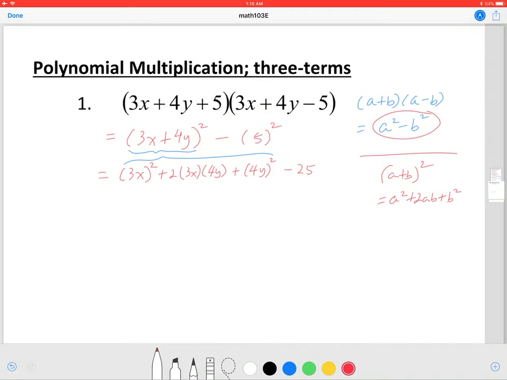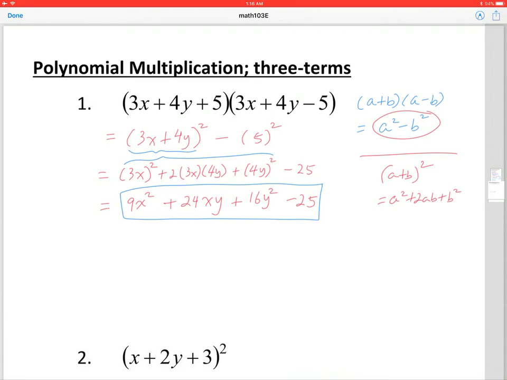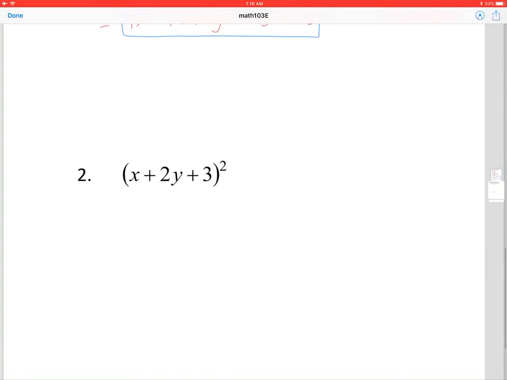So let's clean this up. This will be 9x squared plus 2 times 3 times 4 is 24xy plus 16y squared minus 25. And that's it. Remember at the beginning I said we will have a 9-term polynomial if you do the long way and then combine a whole bunch of terms. Well, it turns out that we have this 4-term polynomial as our answer.